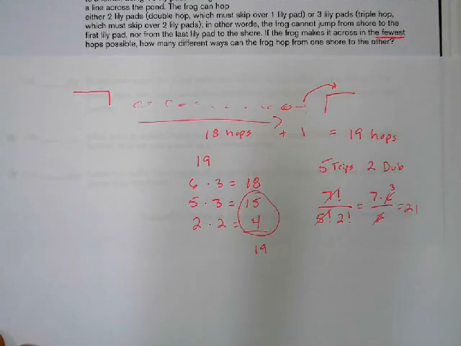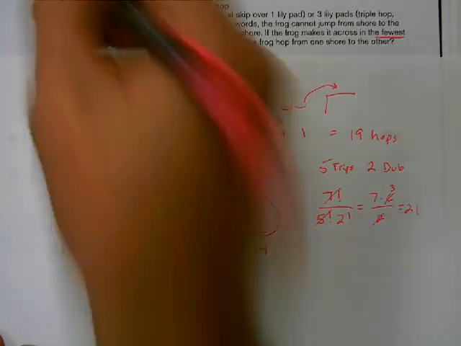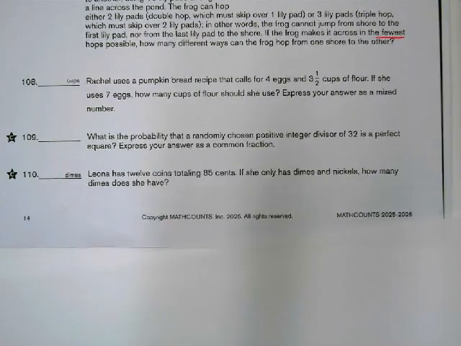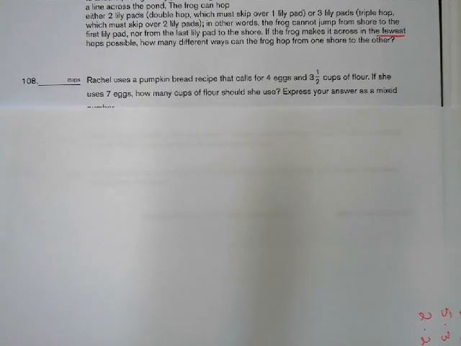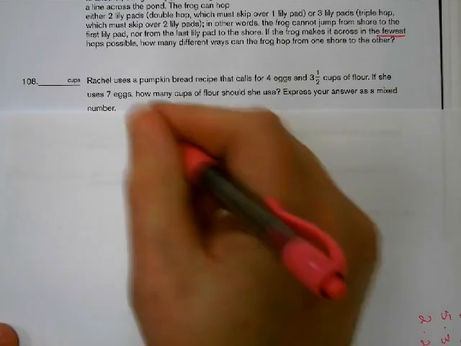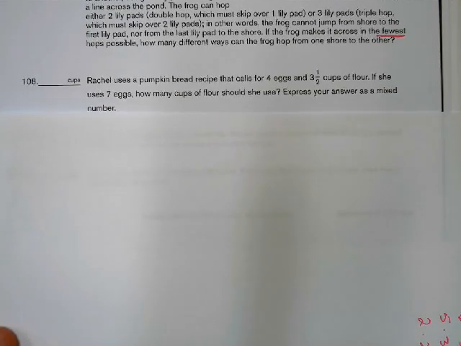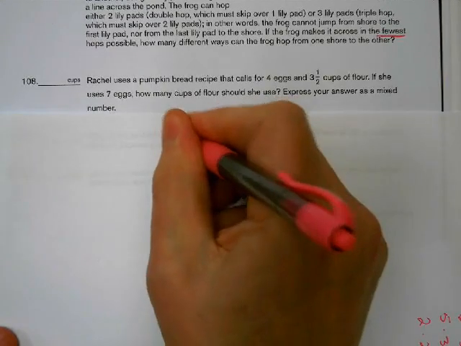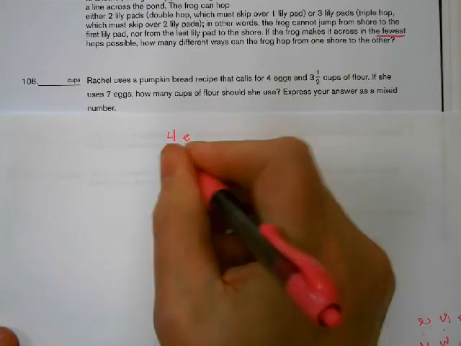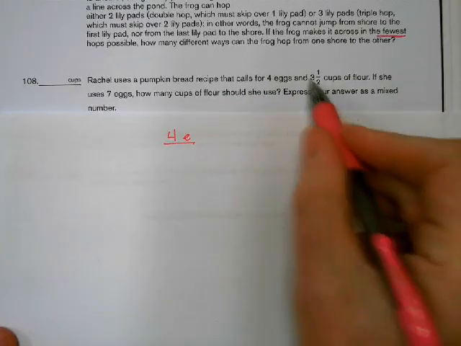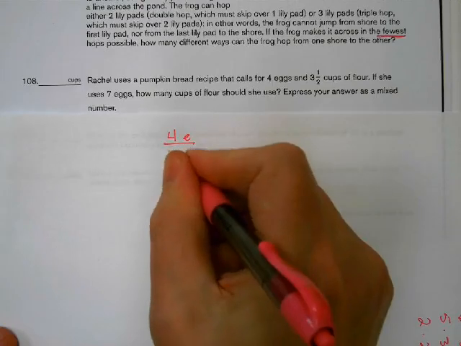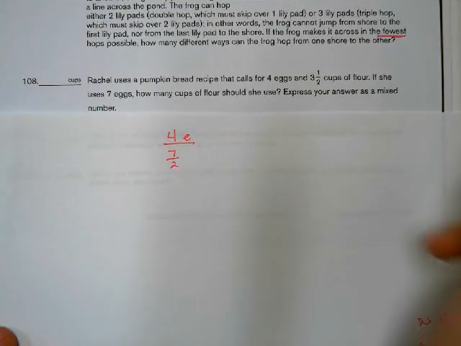Next, Rachel uses a pumpkin bread recipe that calls for 4 eggs and 3 1/2 cups of flour. If she uses 7 eggs, how many cups of flour should she use? Express your answer as a mixed number. All right, so I've got a ratio here of 4 eggs for every, let's call that 7 halves of flour. All right, so that's my ratio.